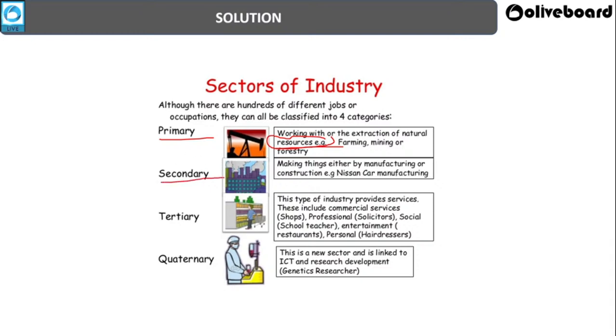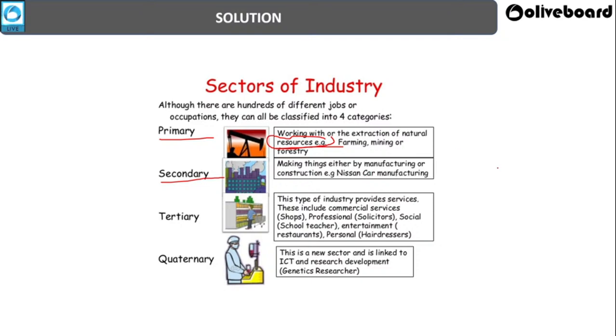Taking the case of secondary sector, it is going to use the products from the primary sector, and either it's going to manufacture or construct something out of it, right? So we have different car manufacturing companies, for example, which will be falling under the case of secondary sector.